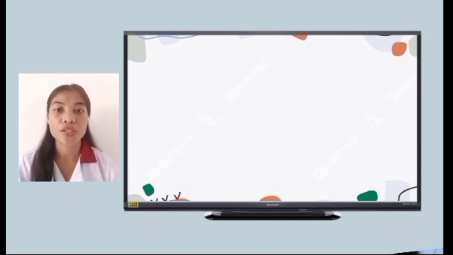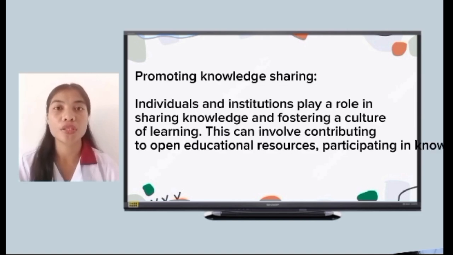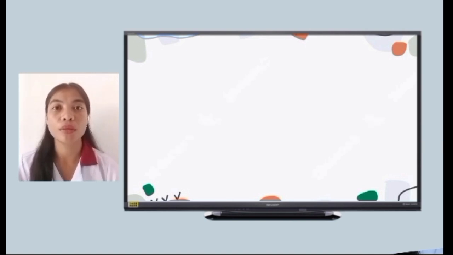Promoting knowledge sharing: individuals and institutions play a role in sharing knowledge and fostering a culture of learning. This can involve contributing to open educational resources, participating in knowledge communities, and mentoring others.